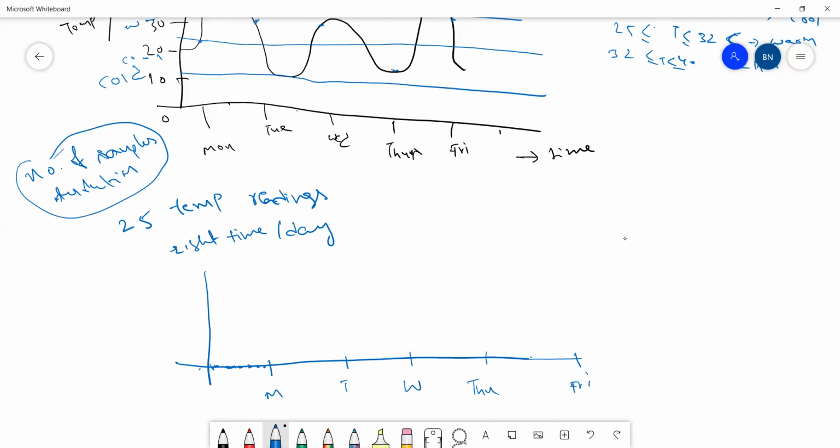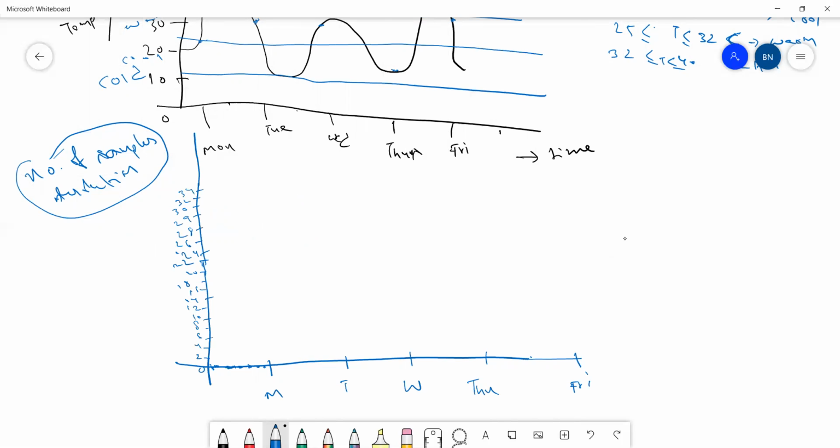For example, for every 2 degrees centigrade, you plot the y-axis: 18, 20, 22, 24, 26, 28, 30, 32, 34. I'm just drafting it roughly. Then 40, 42, up to 50 degrees centigrade.